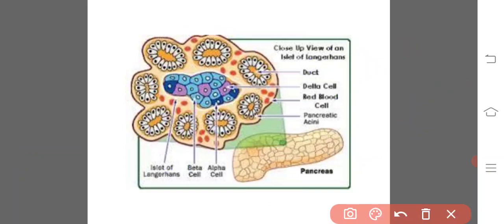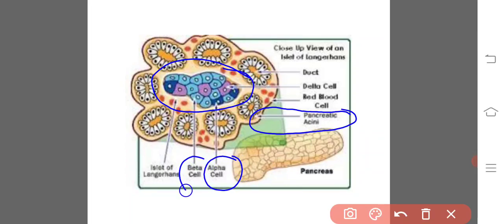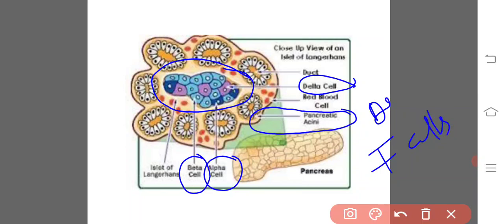Here, if you take into consideration a single section, these are all the pancreatic acinar cells. So they deal with the exocrine part. Leave about it. In the middle of the section, we have different kinds of cells, namely alpha cells, beta cells, delta cells, and the F cells.